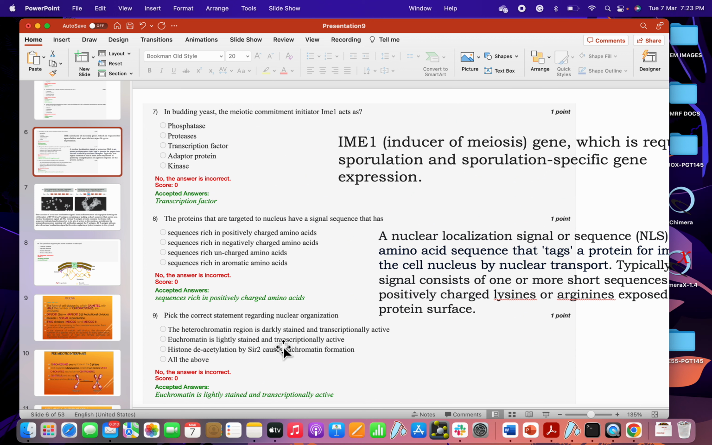The second answer is true, because euchromatin is lightly stained. Euchromatin means the chromatin is not that much condensed, so it is lightly stained, and it is transcriptionally active because there is less crowding. Okay, thank you, ma'am. And acetylation actually helps in euchromatin formation, not deacetylation. Okay, ma'am, thank you.